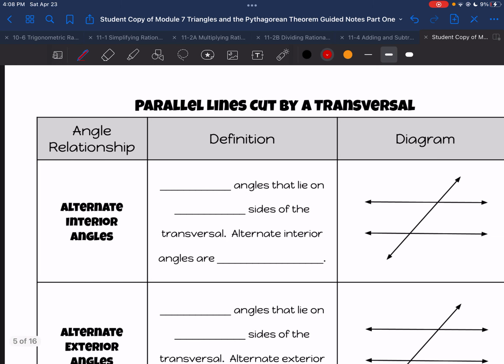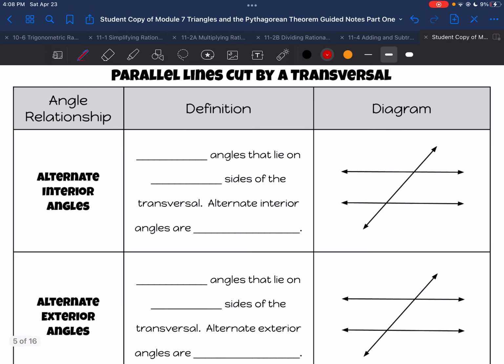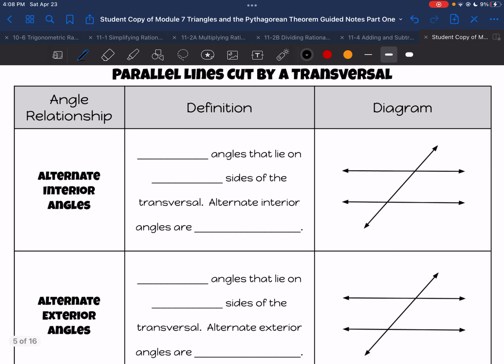So we're going to go on to our next page and learn a couple more definitions that are going to extend these a little bit. Our first definition is alternate interior angles. These are interior angles, so they are on the inside, that lie on opposite sides of the transversal. Alternate interior angles are congruent.